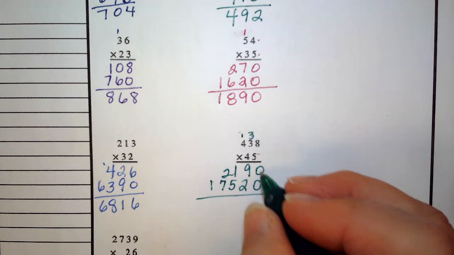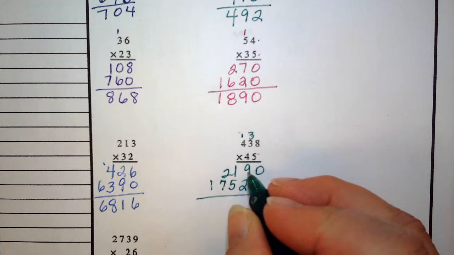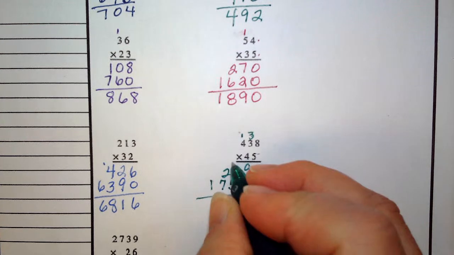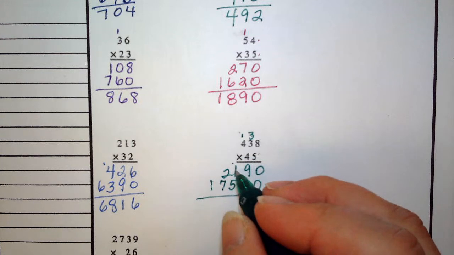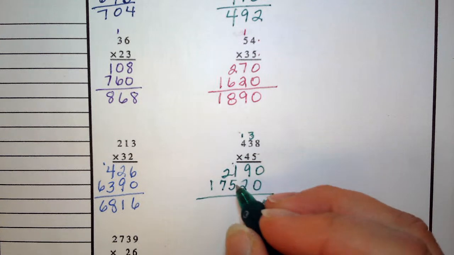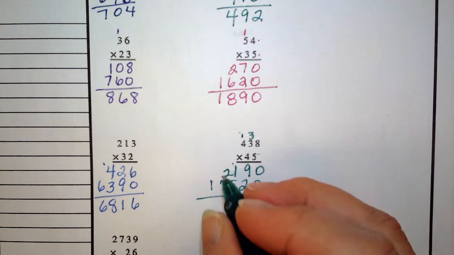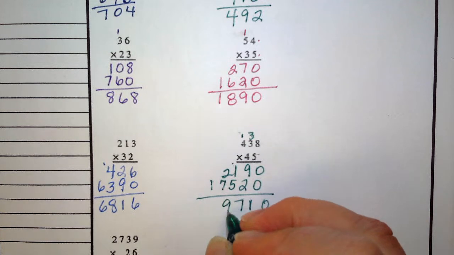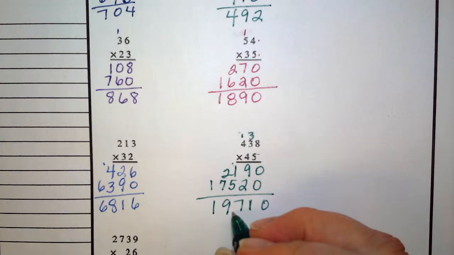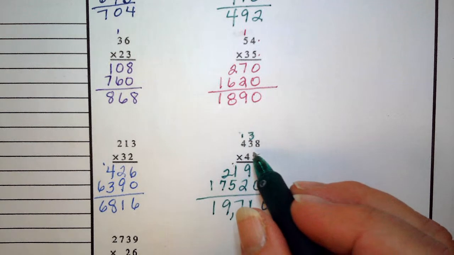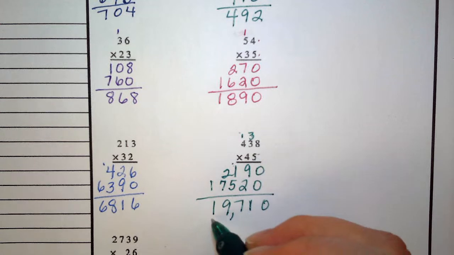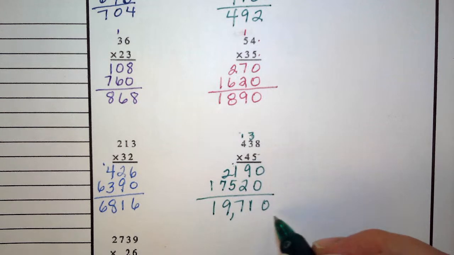Add straight down. 0 plus 0 is 0. 9 plus 2 is 11. Carry the 1. 1 plus 1 is 2. Plus 5 is 7. 2 plus 7 is 9. Bring the 1 down. 438 times 45 is 19,710.